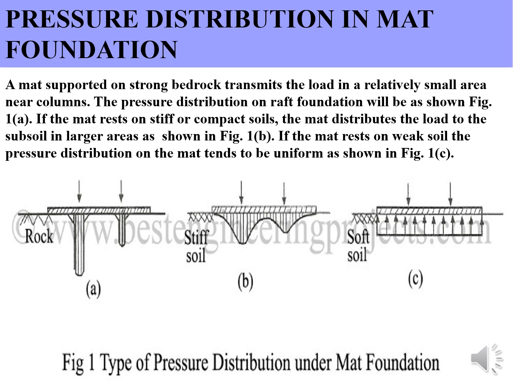So today we shall discuss the pressure distribution in mat foundation. When a mat is supported on rock, as in figure A, the load is transmitted in a narrow region below the column. When it is stiff soil, depending on stiffness at various points, the load is transferred over a larger area. And when it is soft soil, an approximately uniform pressure distribution is observed, as shown in figure C.